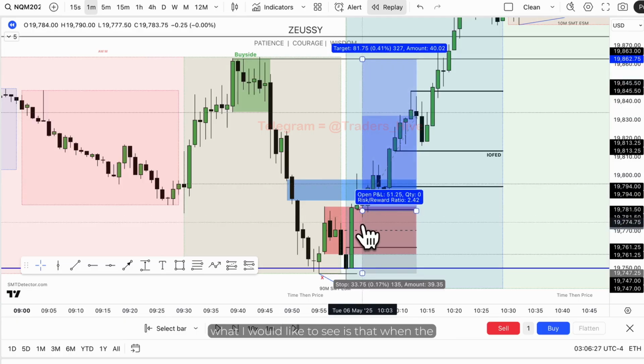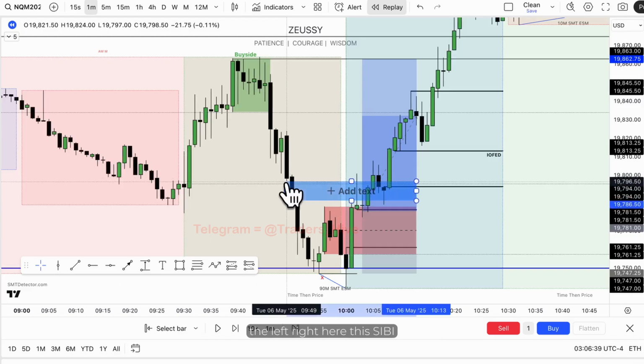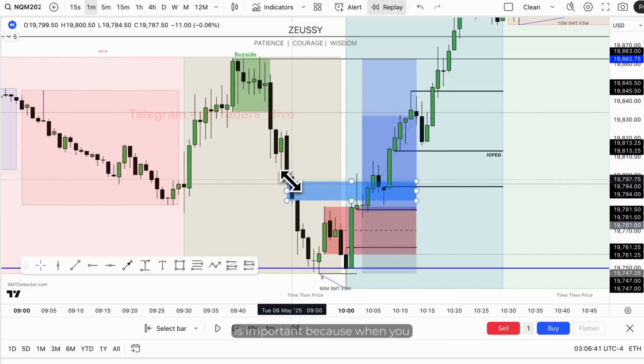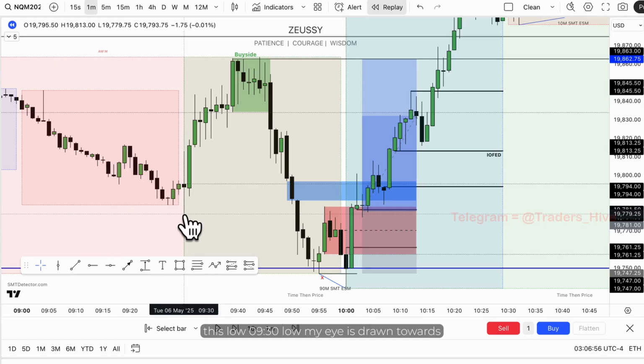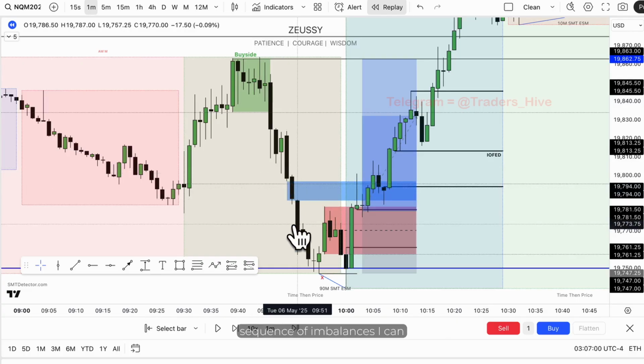What I would like to see is that when the market forms this low inside of this BC and we see this expansion higher taking place, do you see how the market then reprices above this CB to the left right here? This CB is important because when you pay attention to it, you can see that this was the highest CB which formed throughout the left side of the curve. Meaning you have a sequence of imbalances right here which displaces through this low, 930 low. My eye is drawn towards the highest CB of that sequence of imbalances.